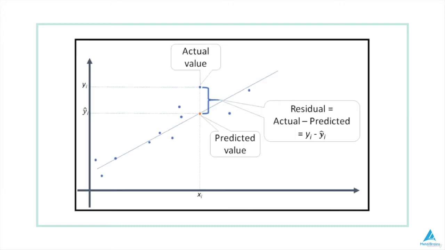So here is a graph of the actual values and predicted values of our model. In this scenario, there are only two possibilities. Number one, if the predicted value and actual value are the same, then we are good. No need to worry.